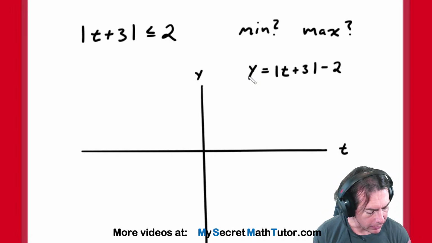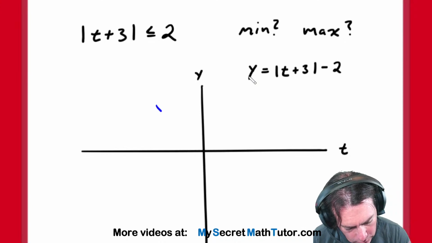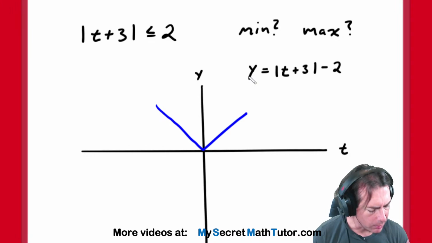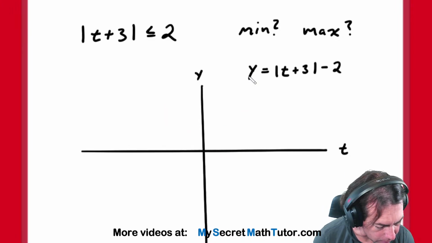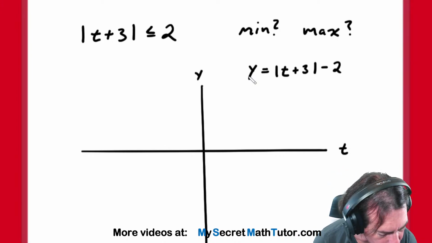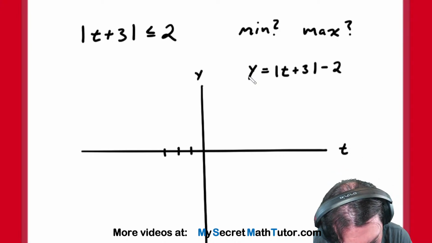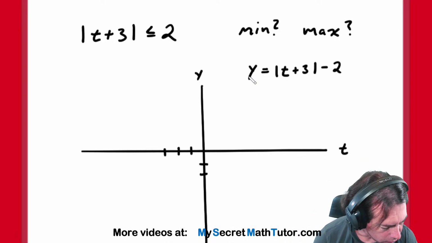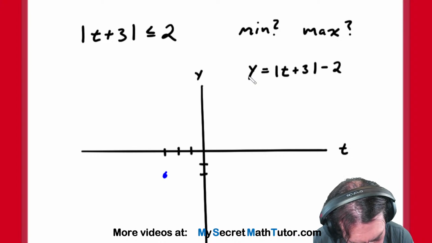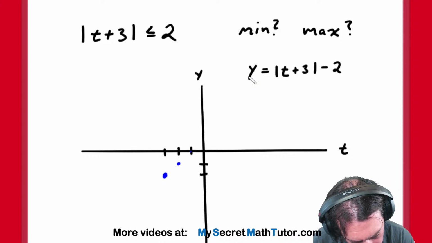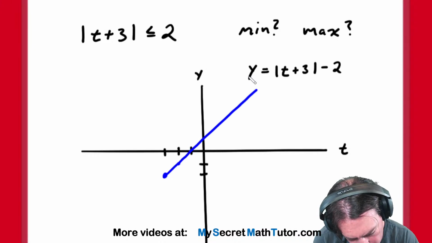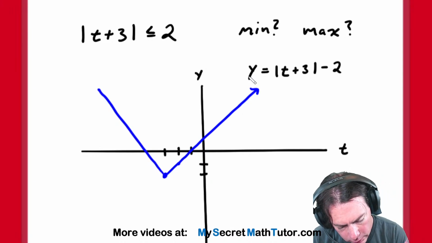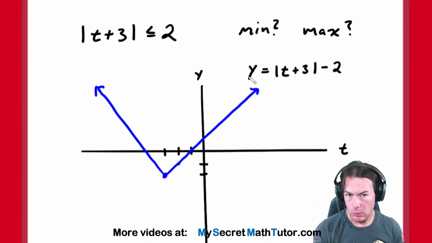Normally, with an absolute value like this, you'd get this nice little V shape. But the plus 3 and the minus 2 are going to do a couple of things to it. The plus 3 is going to move it to the left 3 units: 1, 2, 3. And then the minus 2 is going to move it down 1, 2. So that new corner sits right here. We're going that way, we're going that way. Everywhere on this line represents where it would equal 2.